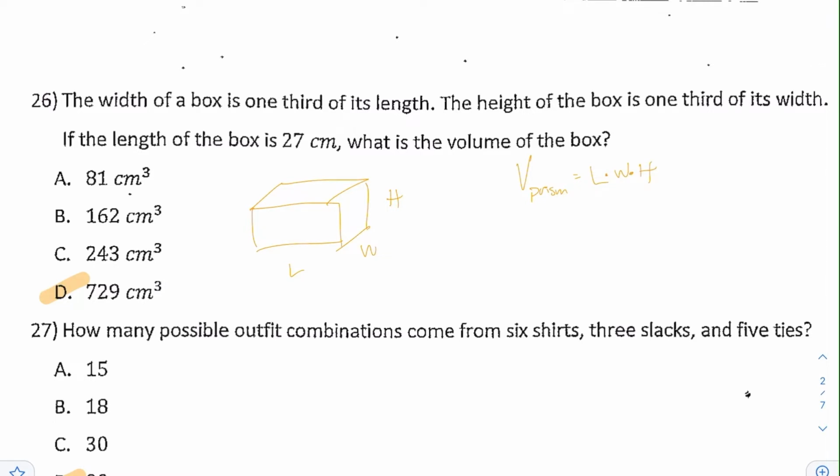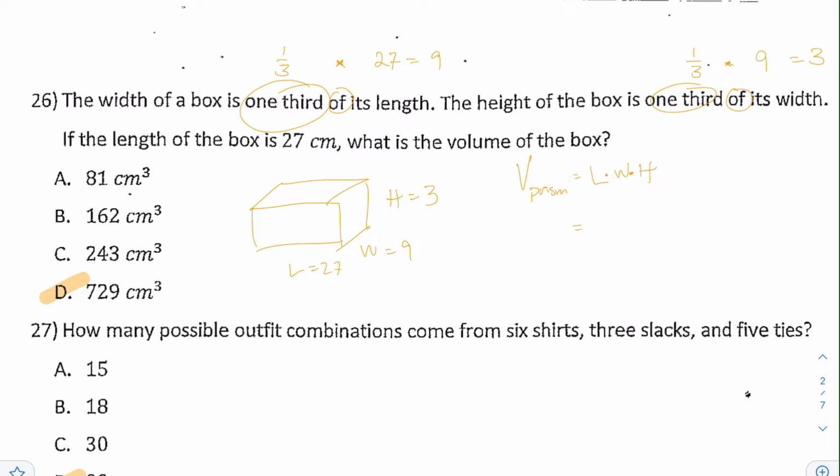Now you know that the length is 27, and then the width is 1/3 of its length. So 1/3 means 1/3, and of means times. So you take 1/3 times 27, and that's equal to 9. So the width is equal to 9, and the height is then 1/3 of its width. So the height is again 1/3, and of means times. This times the width is 9, so you do 1/3 of 9, and that's equal to 3.